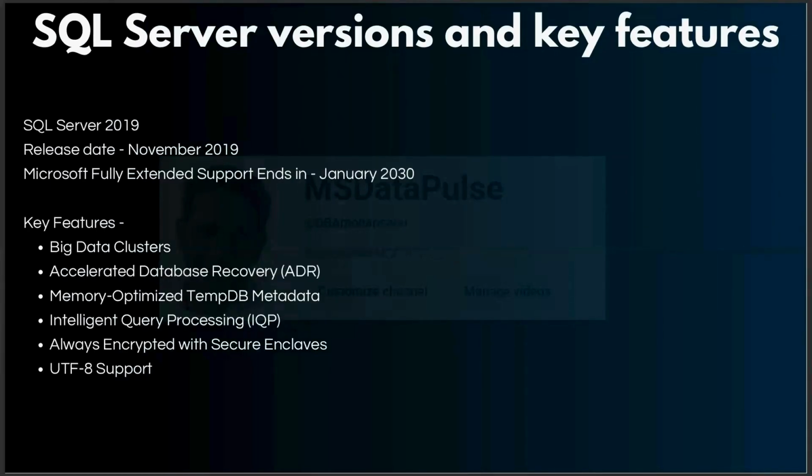Moving further, we have SQL Server 2019. SQL Server 2019, released in November 2019, brought big data clusters and intelligent query processing as a major leap forward. Extended support will end on January 8, 2030. Let's talk about the key features. First is big data clusters. Big data clusters in SQL 2019 combine SQL Server plus Spark plus Hadoop into one Kubernetes cluster. It can query petabytes of mixed data with normal T-SQL.